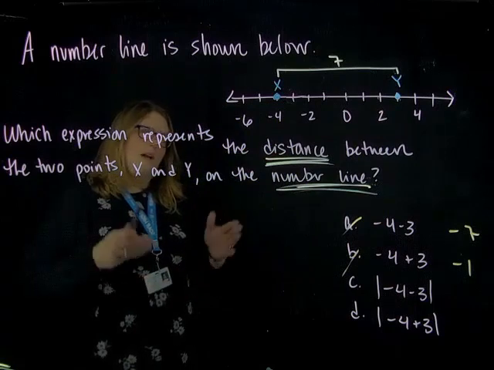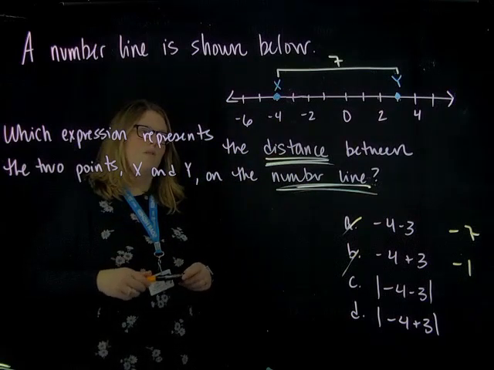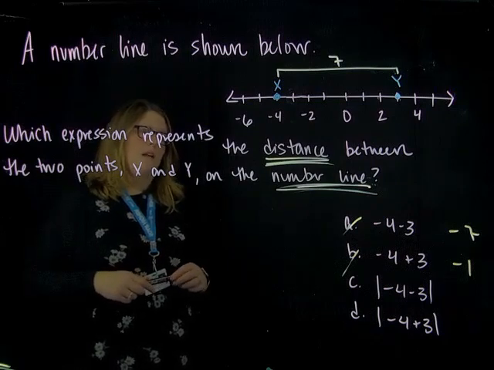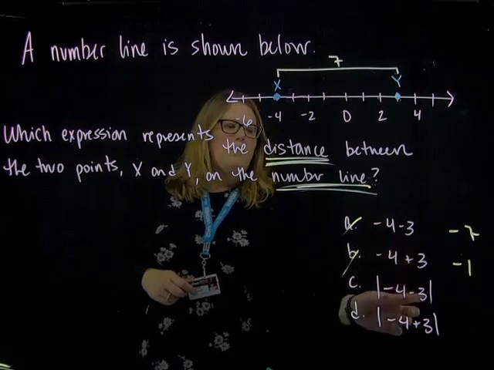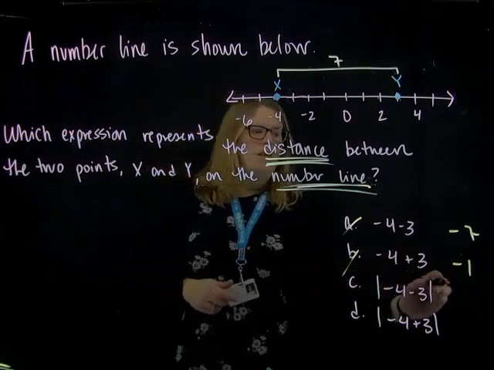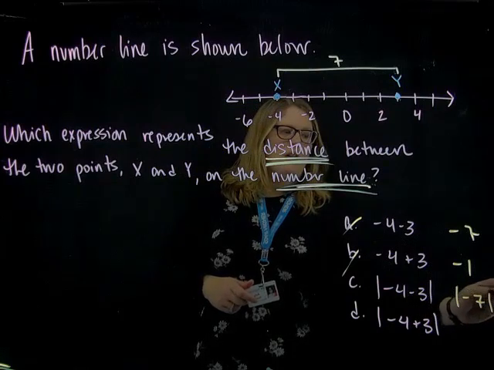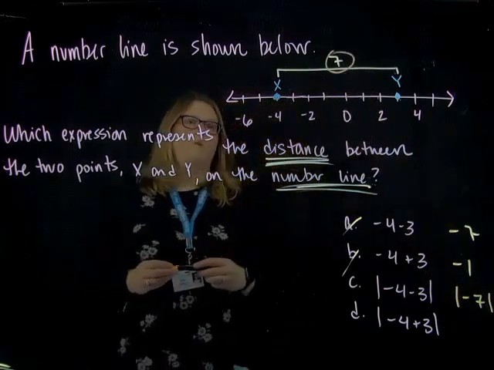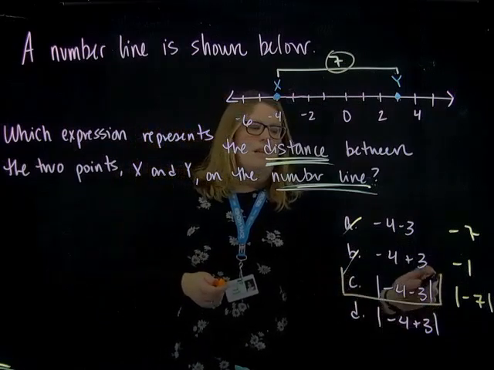If we look at C, we have those absolute value bars around -4 minus 3. So the absolute value of -4 minus 3, we just figured out what this was. -4 minus 3 is -7. So the absolute value of that would give us 7. And that's what we're looking for. We're looking for 7 units between x and y. So our answer here will be C.